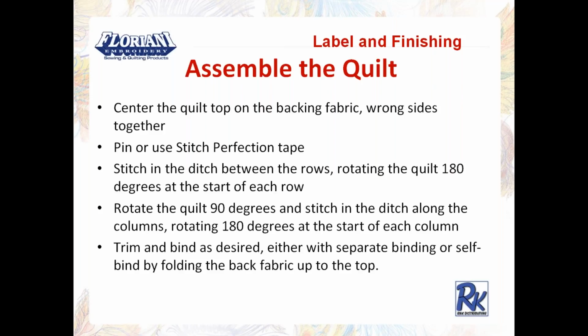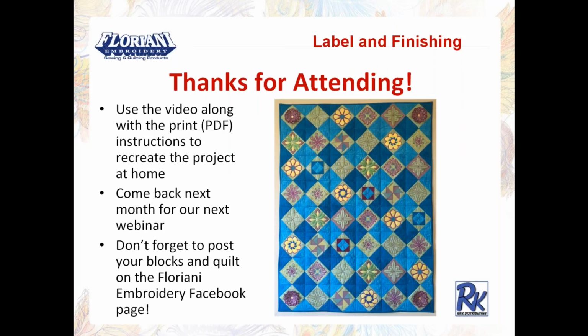And you can either, like I said earlier, use separate binding strips to do this, or if you want to, you can self-bind it by folding the back fabric up to the top. And you can do that as simple or as fancy as you like. And one more tip if you want to do that, the Stitch Perfection tape works really well for folding and holding that binding into place. So that completes our assembly of the quilt.